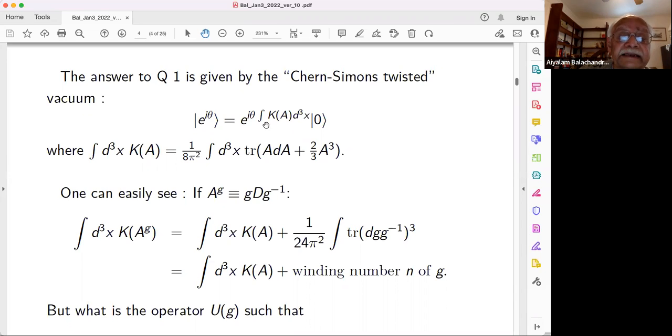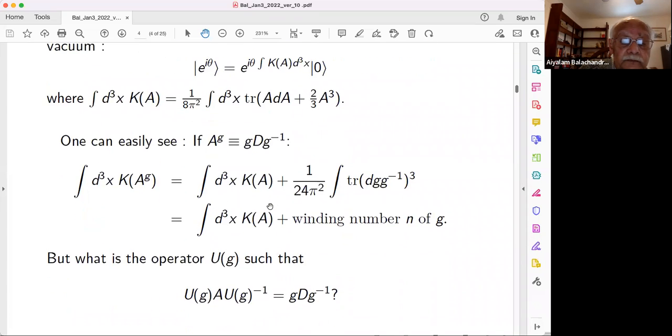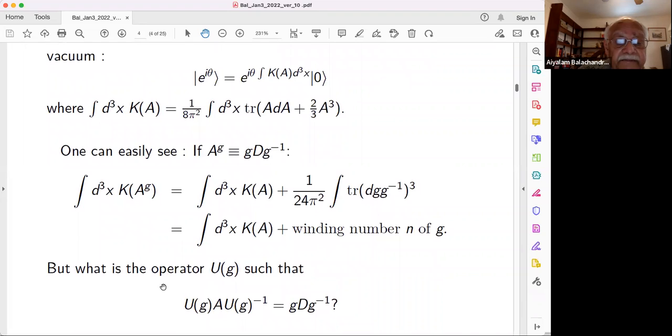Okay? And one can easily see that for this state, if I make a gauge transformation, so A^g = gAg^{-1} + g dg^{-1}, one knows that the Chern-Simons term K transforms by the winding number of the transformation g. So this state transforms by exp(iθ) times an integer n, where the integer is given by this particular Pontryagin number of the gauge transformation. Yep. But what is this U_G which does this job? Okay, so we want a U_G which has the property that U_G A U_G^{-1} = g A g^{-1} + g covariant derivative g^{-1}.